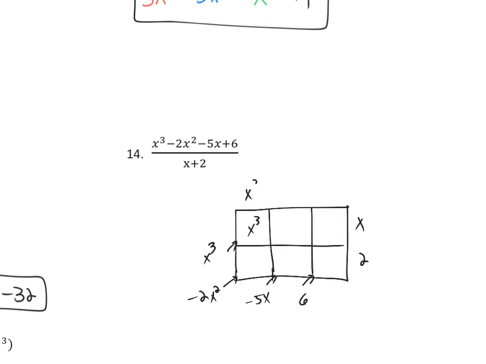Diagonally, 2x plus something is negative 2x squared. And so I've got to have negative 4 to make that a negative 2x squared, which makes this a negative 4x. Pulling down, negative 4x times 2 is negative 8x. To get 5, I need to add 3 x's. Makes this 3. 3 times 2 is 6. I've got to check my answer to this division problem: x squared minus 4x plus 3.